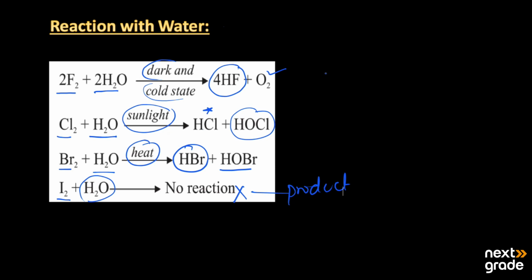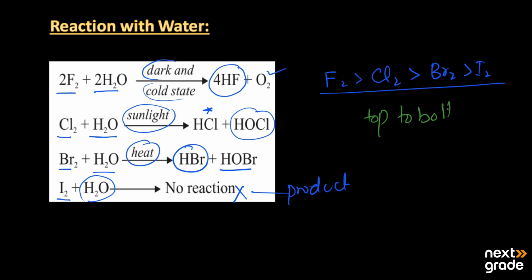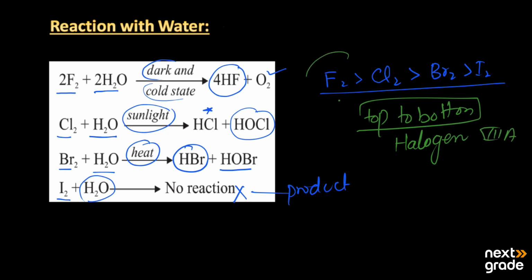So the reaction of fluorine is the highest. It is more reactive than chlorine. Then chlorine is more reactive than bromine, and at the end, the least reactive is iodine. So when we move from top to bottom in group 7A, fluorine has the highest reactivity. Fluorine is the most reactive among all the halogens. This is the simple example of the reactivity of the halogens with water.